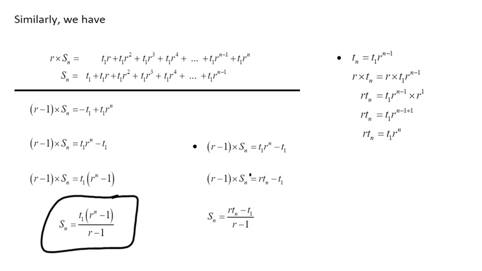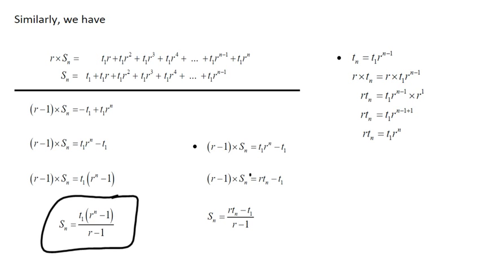But t sub n is t1 times r to the n minus 1. If I multiply both sides by r, I get r t_n is t1 r to the n minus 1 times r. That's just this, and then flick those around. Why are we interested in r t_n? Well, because it's down here. We have something over here we want to replace with something over there. So r t_n is t1 times r to the n.